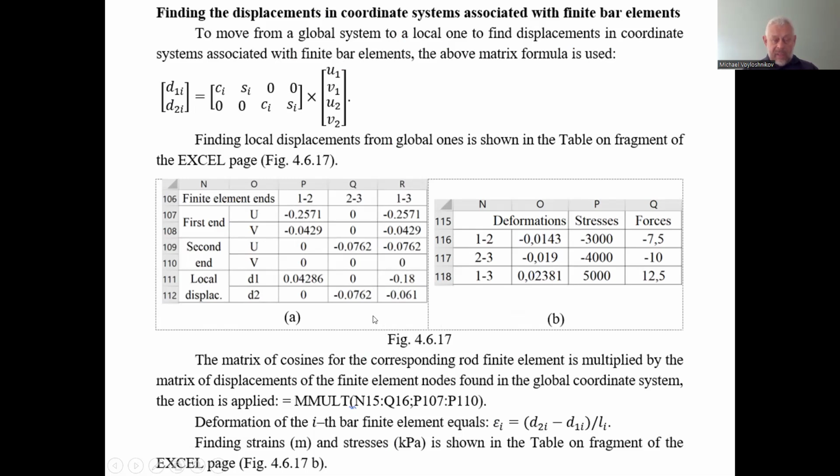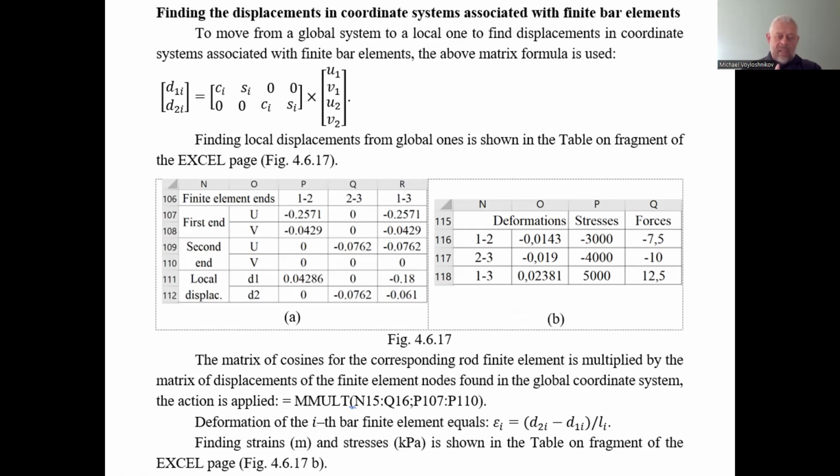The deformation we find by the formula: the displacement of the end of the rod minus the displacement of the beginning of the rod, divided by the length of the rod. This rod is finite element number i. So for the first finite element between nodes 1 and 2, we get the deformation as we subtract from the displacement of the end in the local coordinate system the displacement of the beginning, and we divide by the length of the first rod. The length, as I remember, is equal to 3.